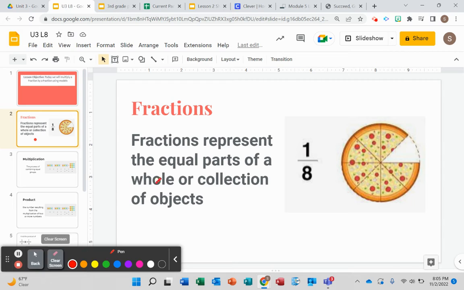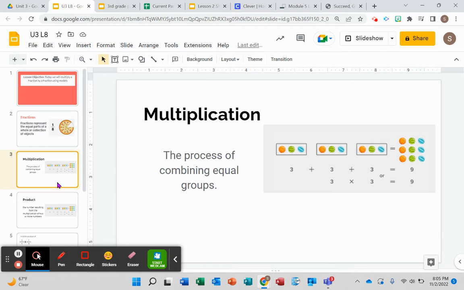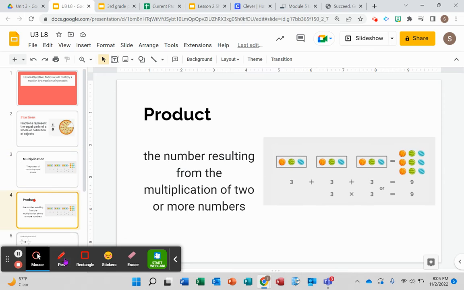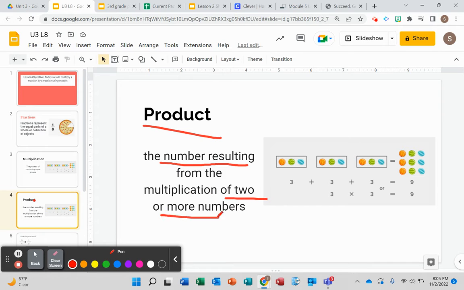So, what is a fraction? Fractions represent the equal parts of a whole or a collection of objects, right? And now let's go over what is multiplication. Multiplication is the process of combining equal groups. That's really important. Equal groups. And last but not least is we have a product. A product is a number resulting from the multiplication of two or more numbers, right? So the product is our answer in a multiplication problem.